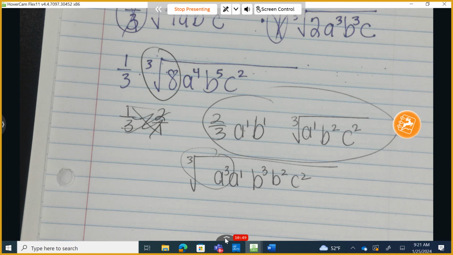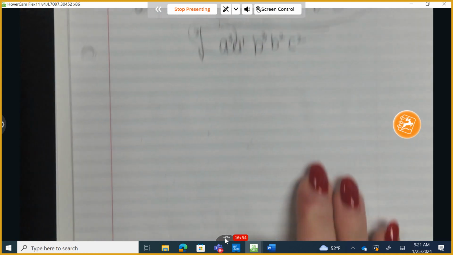Let's look at our next problem. So are we going on to example 4 right now? Is that correct? Example 4? Okay, here's example number 4.